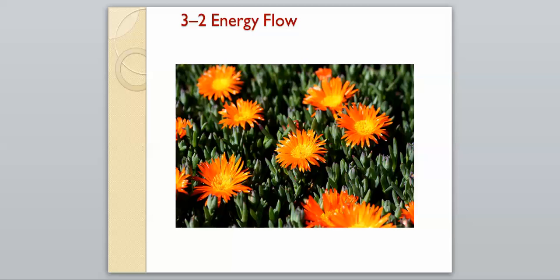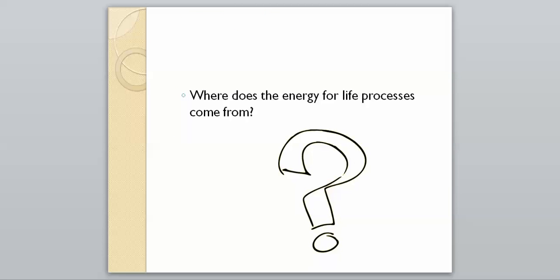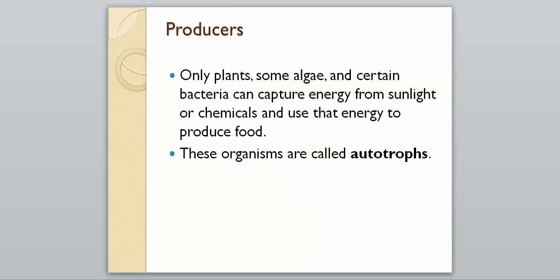So our first question that we need to ask is, where does the energy for life processes come from? We're going to need to know where all of this energy comes from that makes all these processes go. To start, we have something known as producers, and these include plants. Only plants and some algae and certain bacteria can capture energy from sunlight or chemicals and use that energy to produce food. These organisms are called autotrophs.